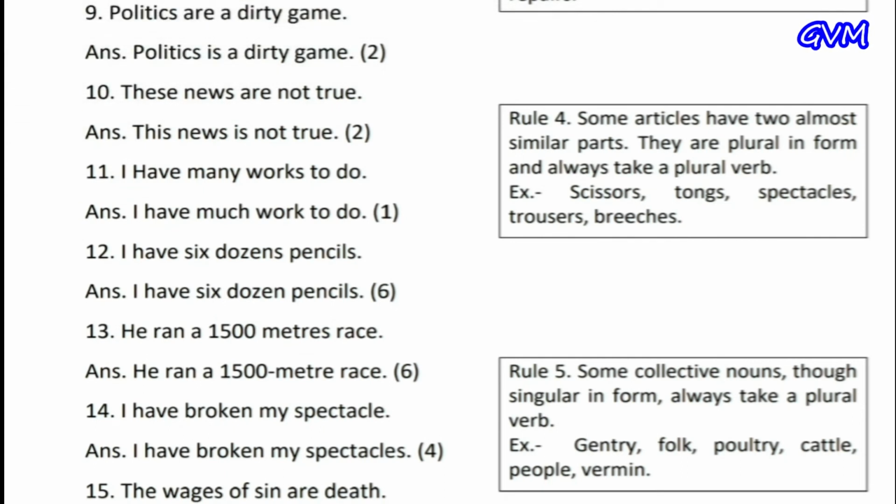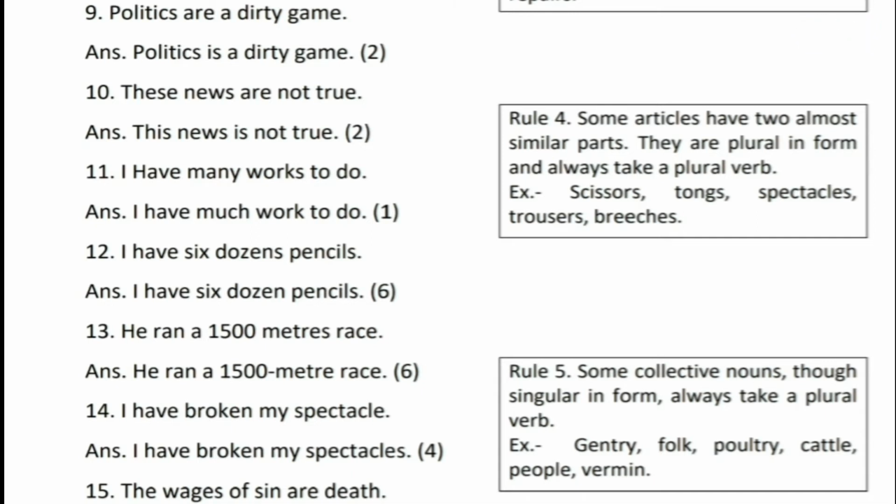9th, "Politics are a dirty game," and the correct answer is "Politics is a dirty game." In this statement we use rule number 2. In rule number 2, nouns have a plural form, but they are used in the singular sense and take a singular verb, like innings, ways, politics, means, news, mathematics, physics, economics, mumps and measles.